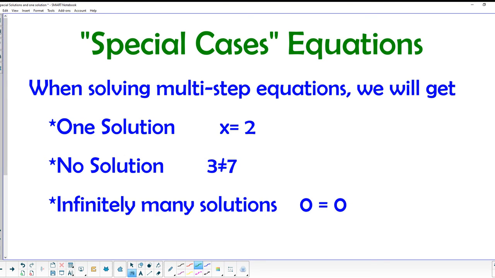When solving multi-step equations, we get one solution if we end up with a variable equals one number. We get no solution if we end up with one number that does not equal another number. And we get infinitely many solutions if we end up with 0 equals 0.